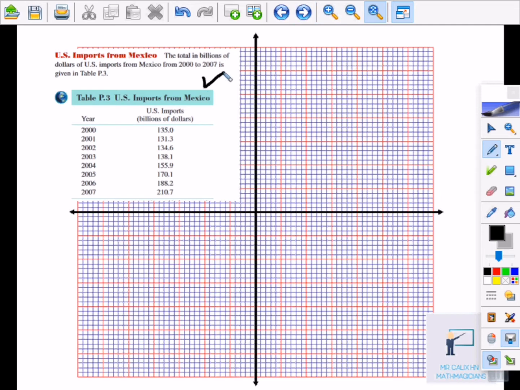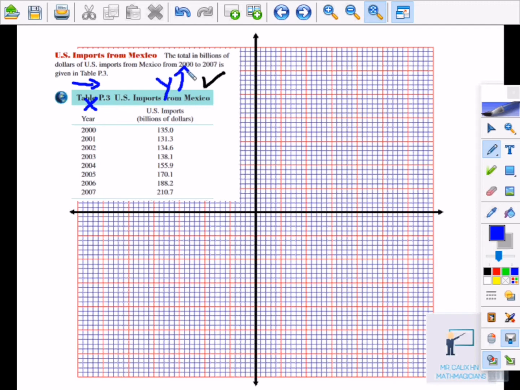Let's change our color so we can see our graph differently. It says, from the years 2000 to 2007, the U.S. imported from 135 up to 210.7. We have to make our table for this. The first number is always going to be your X, in this case the horizontal line. The other one will be your Y, in this case the vertical line. We're just going to use one part of the quadrant because every number is positive.